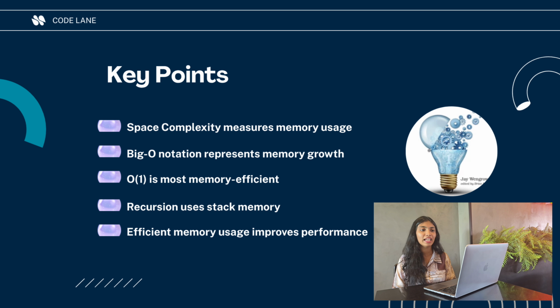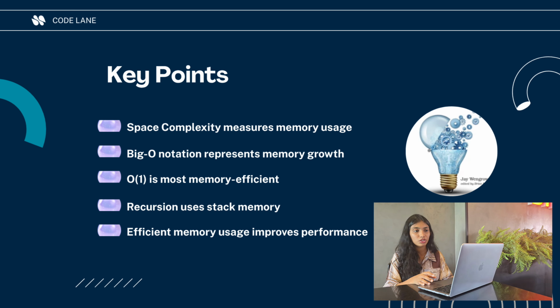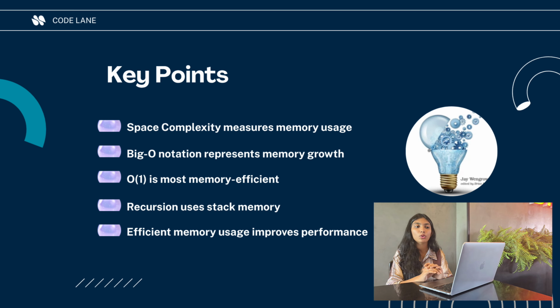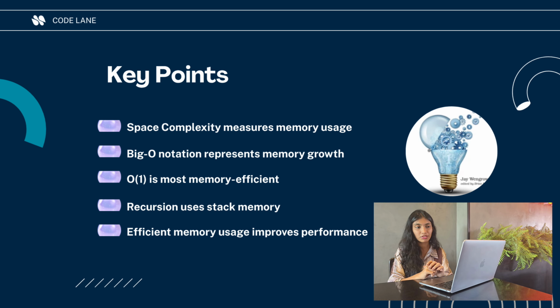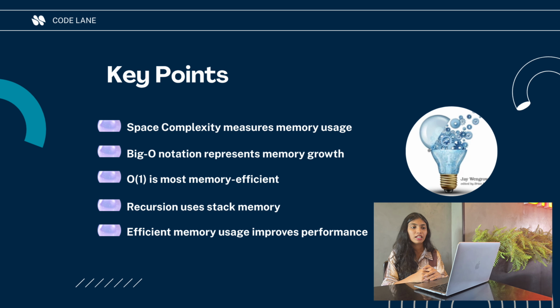Before finishing, let's review the key points. Space complexity measures memory usage. Big O notation describes memory growth. O(1) represents constant memory usage. O(n) represents linear memory growth. O(n squared) represents quadratic memory growth. Recursion uses stack memory. Efficient memory management improves software performance and scalability. These are the fundamental concepts you should remember from today's lesson.